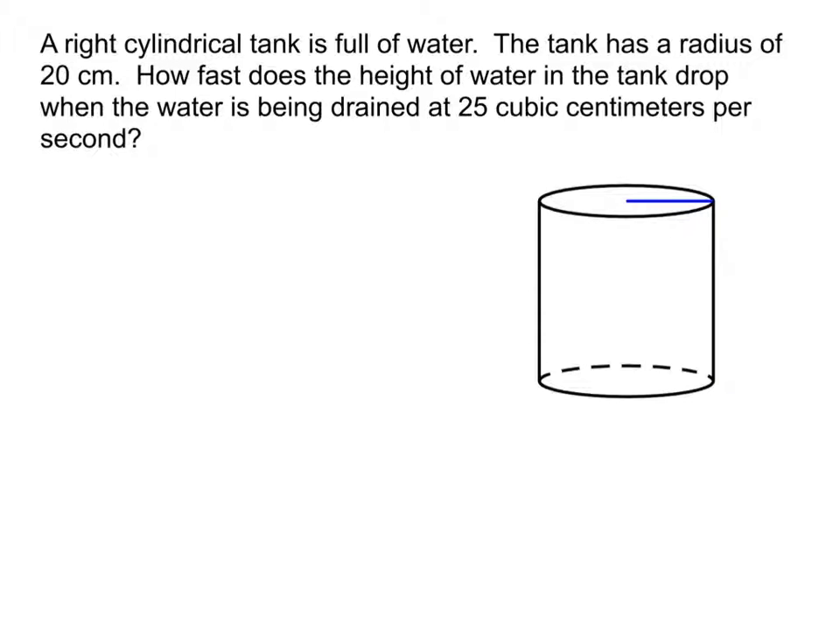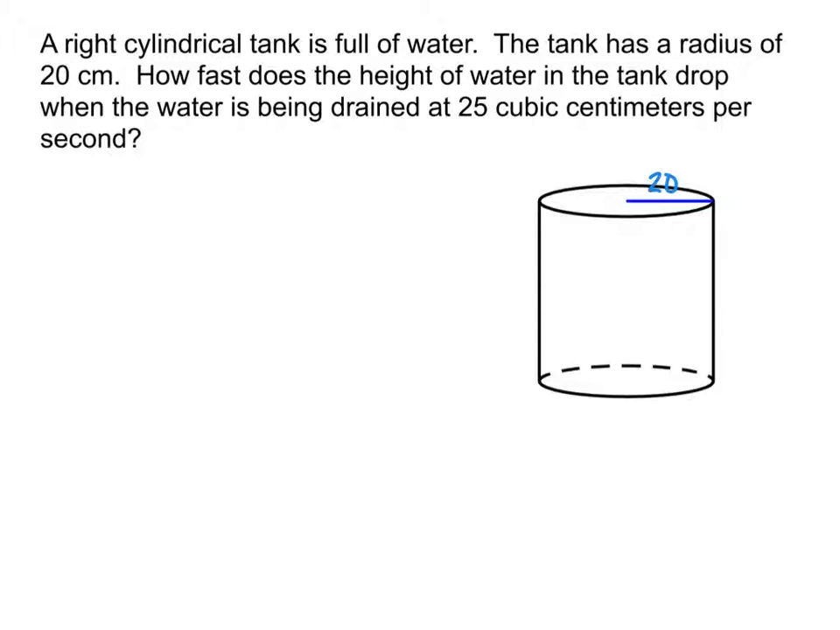All right, so we got a right cylindrical tank. I've drawn that out here. Always good to draw pictures with these, of course. The tank has a radius of 20 centimeters, so I know that this is going to be 20 up here. In case you're wondering, what does right cylindrical tank mean? It just means it's going straight up. It means that it's intersecting its base at right angles.